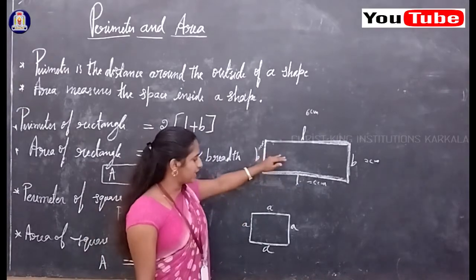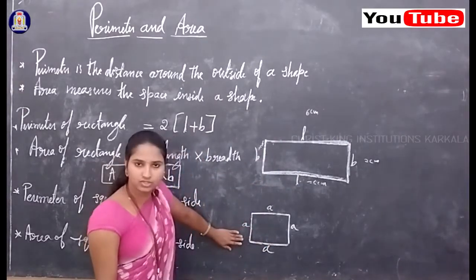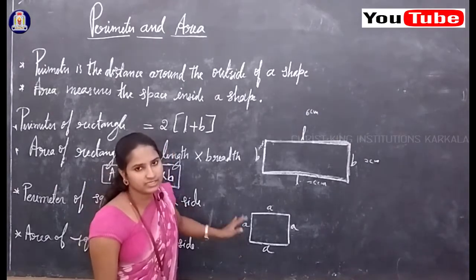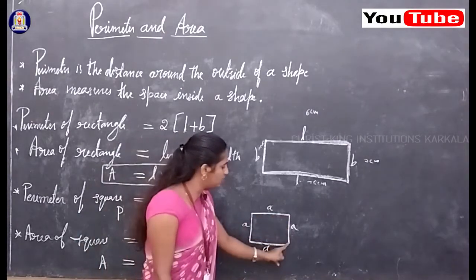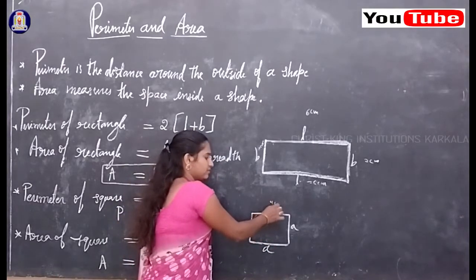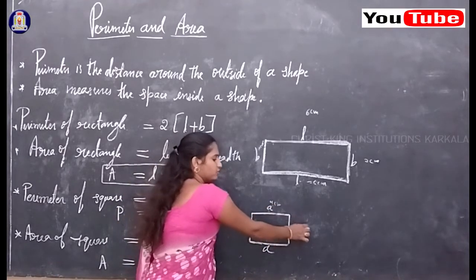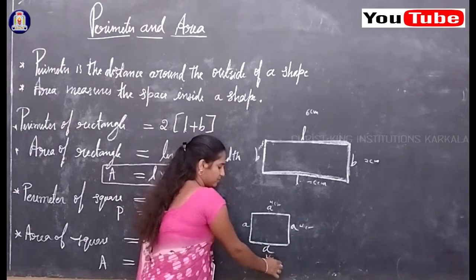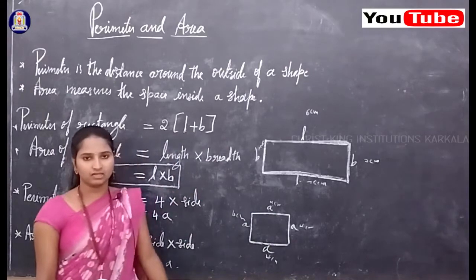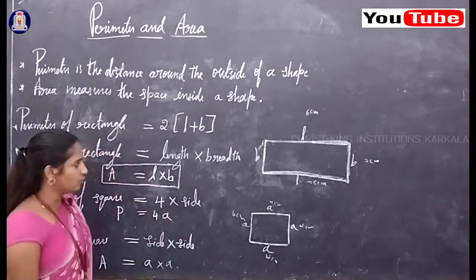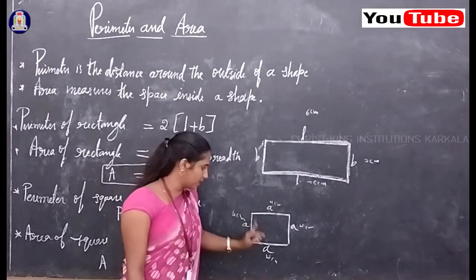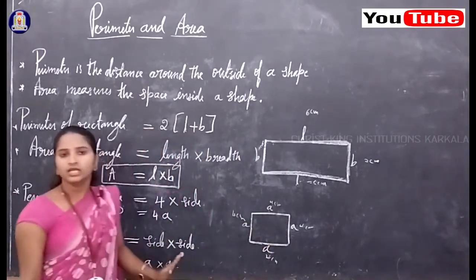So this is a rectangle. Now if you observe a square, so this is a square. How to find the perimeter of a square? Same procedure. You have to add all the four sides. So what is the measurement? Suppose it is given, this is 4 centimeter, 4 centimeter, this is also 4 centimeter, this also 4 centimeter. That means all the sides are equal in a square, isn't it? So in a rectangle, opposite sides are equal, but in a square, all the four sides are equal.